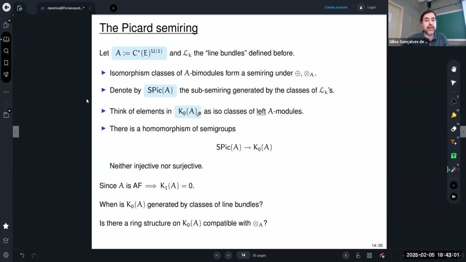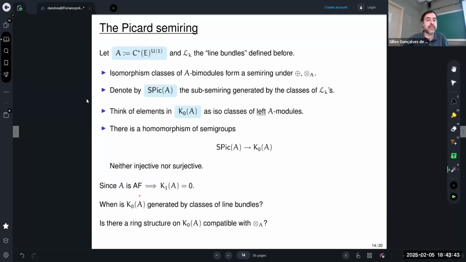So for me, an element in K0 of A is either the class of a projection or of a left module. I choose left for some reason. And using the fact that every bimodule in this Picard semi-ring is a left module, projective and finitely generated, I get a map like this. This map is a homomorphism of semigroups. Here you have a semi-ring, you don't have inverses. Here you have a group, but you don't have multiplication. But what they have in common is that they both are semigroups. And you have a map which is in general not injective and not surjective. K1 is 0 because I'm working with AF algebras, so I only care about K0.